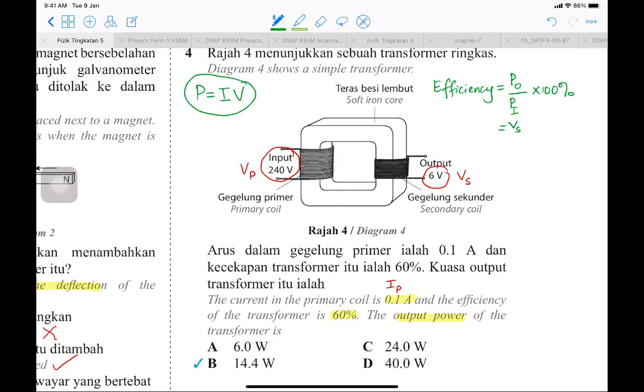So you can do this one. IS VS over IP VP times 100%. Okay, since you are given the efficiency is 60%, so straight away you put that one, 60%. And then itu 100 you kasih pindah pergi ke sebelah kiri, so it will become 60 over 100, 0.6.